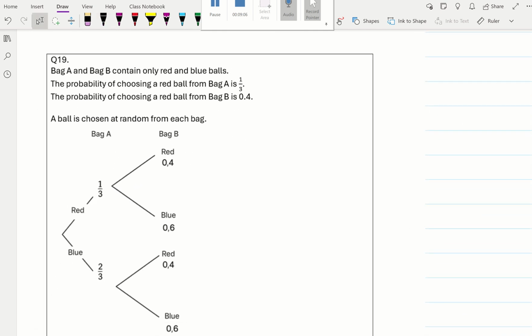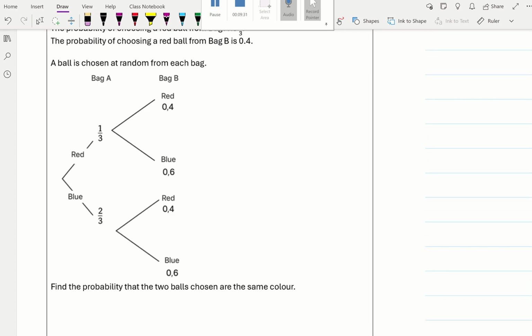So bag A and bag B contain only red and blue beads. The probability of choosing a red ball from bag A is 1/3. The probability of choosing a red ball from bag B is 0.4. Okay, so red for A is 1/3, red for B is 0.4. Find the probability that 2 balls chosen are the same color.